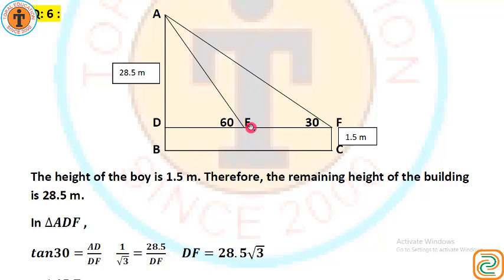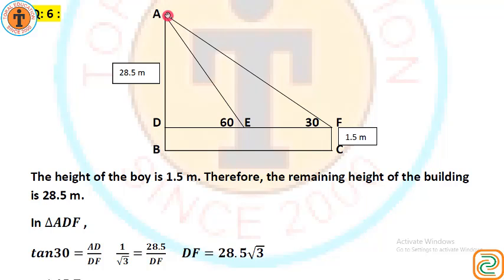Find the distance he walked towards the building. So we need to find EF, the distance. कितना डिस्टेंस उसने कवर किया 30 to 60 बनाने में. The total height is 30. If we reduce 1.5 meter from 30, we will get 28.5 meter. The height of the boy is 1.5, therefore the remaining height of the building is 28.5 meter.